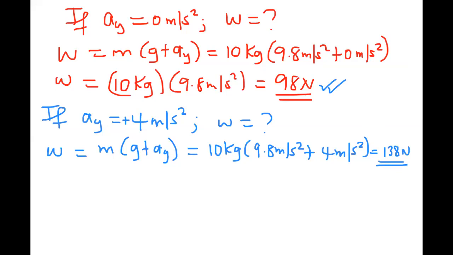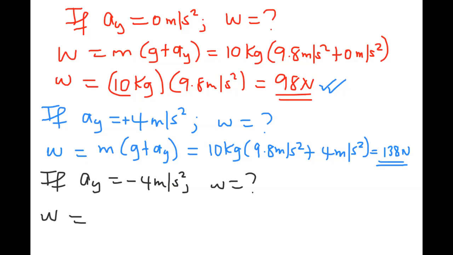Now, what about if the acceleration is downward, minus 4 meters per second squared? What would be the weight? So do the same thing. Weight will be equal to, I'll just plug in the numbers, 10 kilograms times (9.8 meters per second squared plus minus 4 meters per second squared).